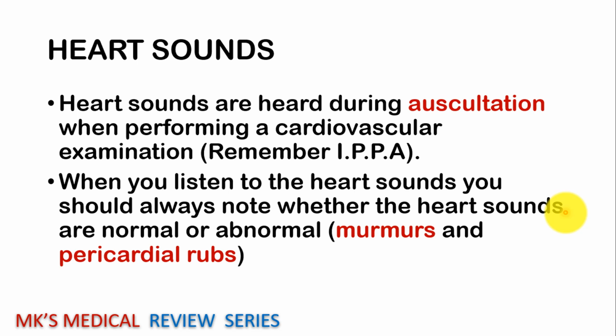So when you listen to the heart sounds, you should always note whether the heart sounds are normal. You should also always note whether the heart sounds are abnormal. And when you're talking about abnormal sounds, they could be heard directly from the heart. You refer to that as a murmur, or you could hear what is referred to as a pericardial rub, which is due to pathologies affecting the pericardium. You could also hear abnormal sounds from blood vessels. You refer to those as bruits.